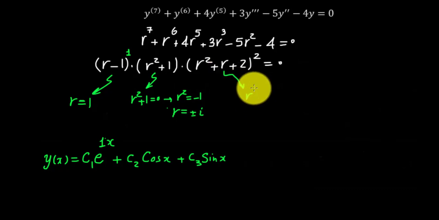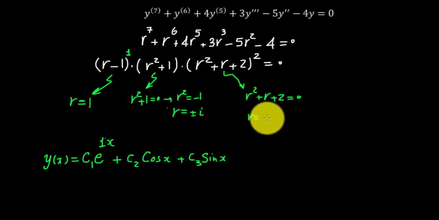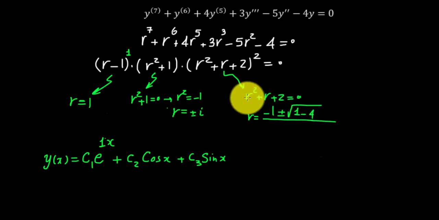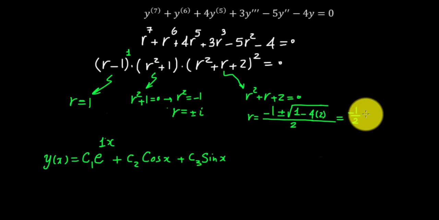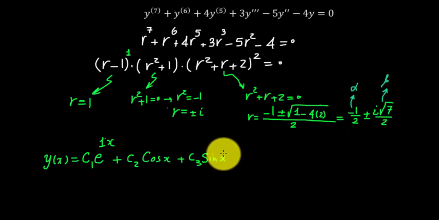Now for the third parenthesis, we have a quadratic, r squared plus r plus 2 equals 0. You can use quadratic formula, negative b, the coefficient of r, negative 1, plus or minus square root of b squared, which is 1, minus 4 times a times c, divided by 2a. So 1 minus 8 is minus 7. Under the radical comes imaginary number. So you will end up getting negative 1/2 plus or minus i times root 7 over 2. So this means minus 1/2 is our alpha, and root 7 over 2 is the beta in this case.